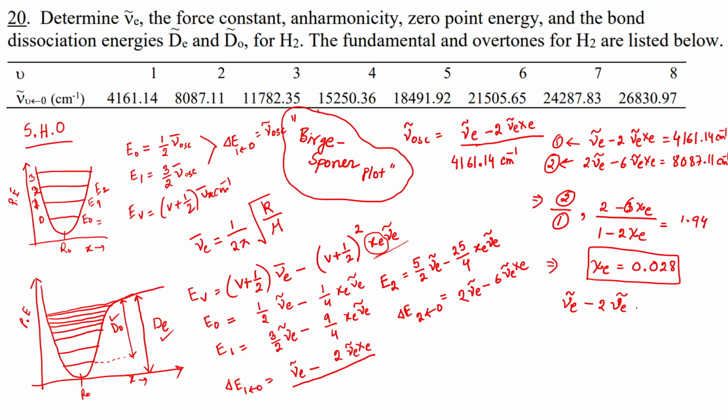Nu e into 0.028, 4161.14 centimeter inverse. So what is the nu e? It's 4407.9 centimeter inverse. So you got nu e and xe.